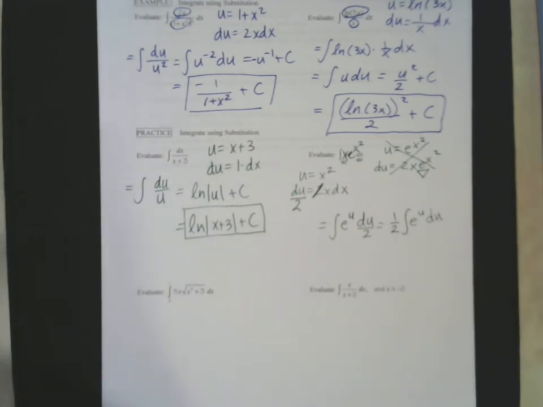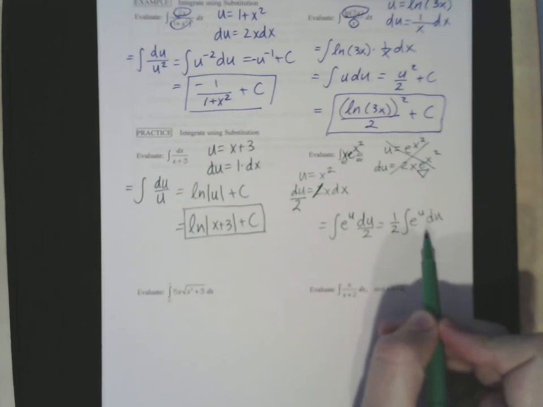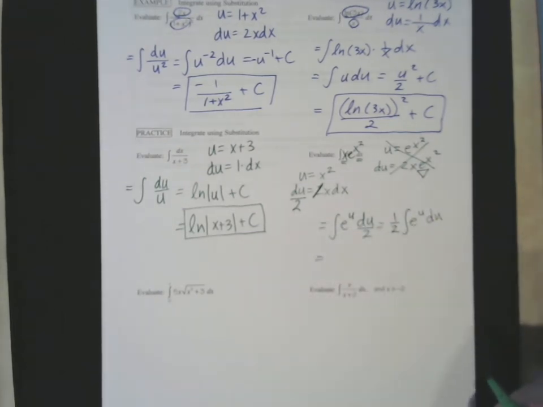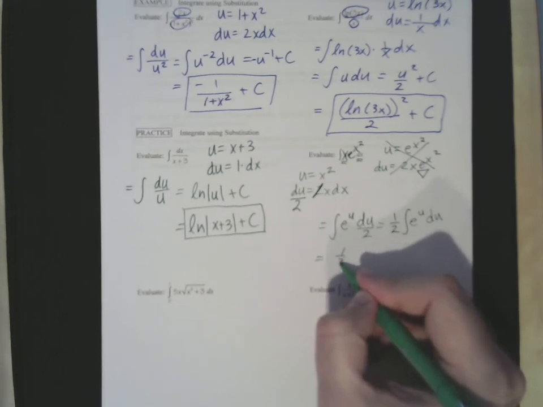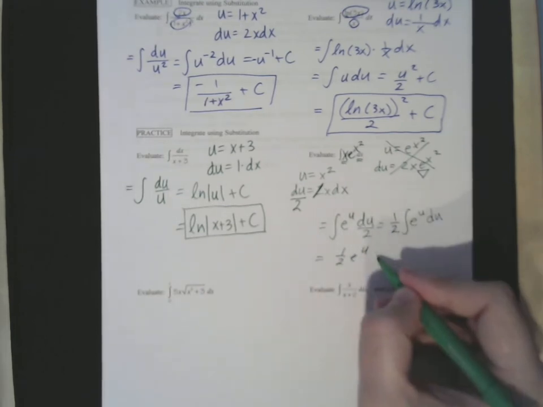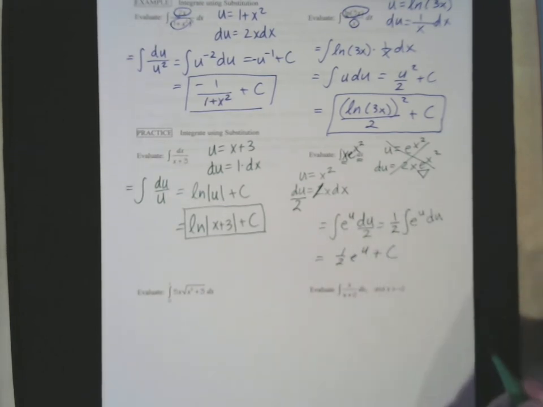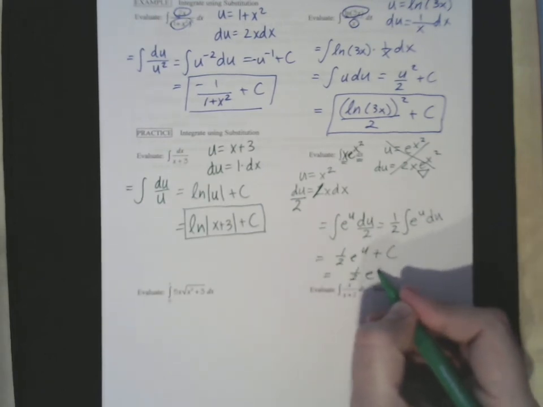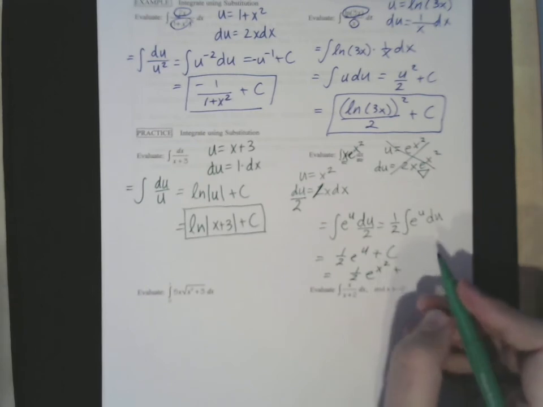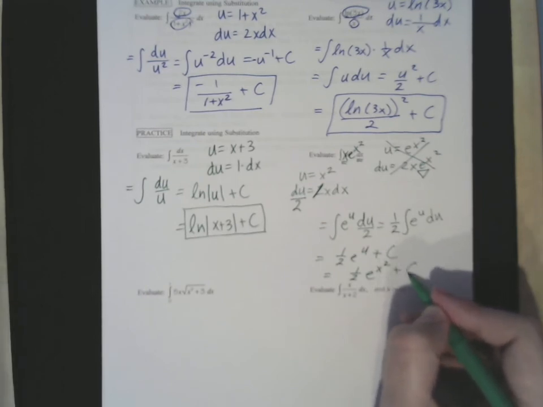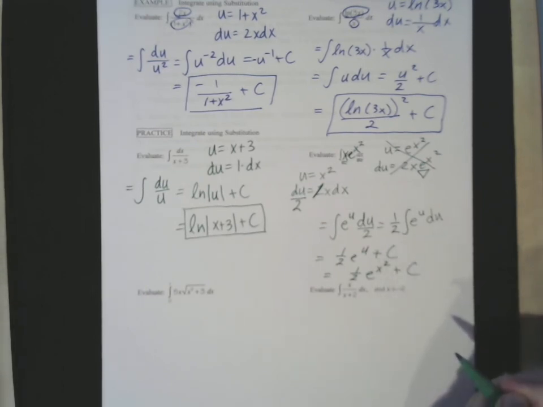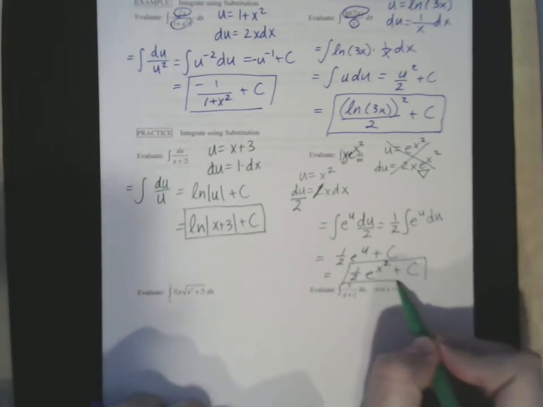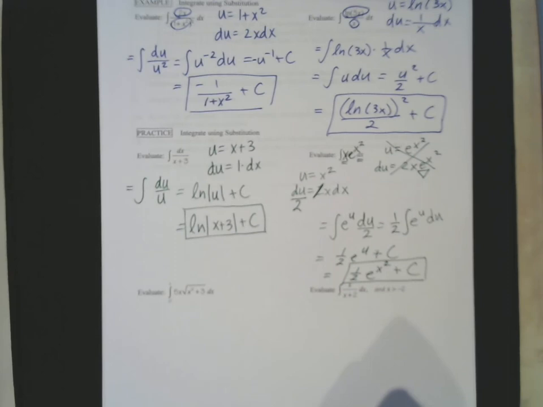And now I know I've done it right because I have a form that we're used to. So this becomes 1/2 e to the u, the antiderivative of e to the u, plus c. Switching back to x's, we have 1/2 e to the x squared plus c. And that would be our final answer.